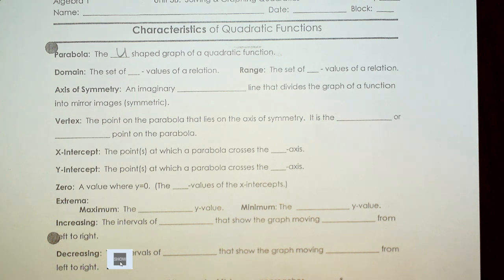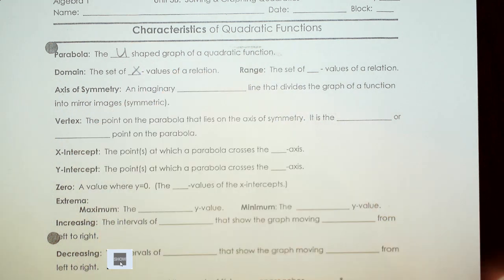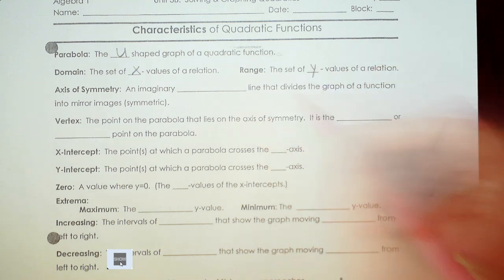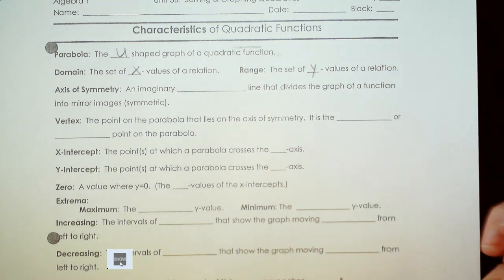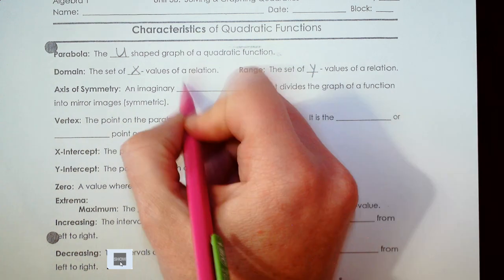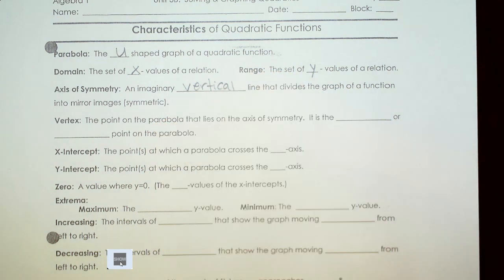The domain, just like on linear, is the set of x values on a relation, and the range is the set of y values. So remember, domain, range, x and y. Again, the axis of symmetry is an imaginary vertical line that divides the graph of a function into mirror images. Tells you where it's symmetric.